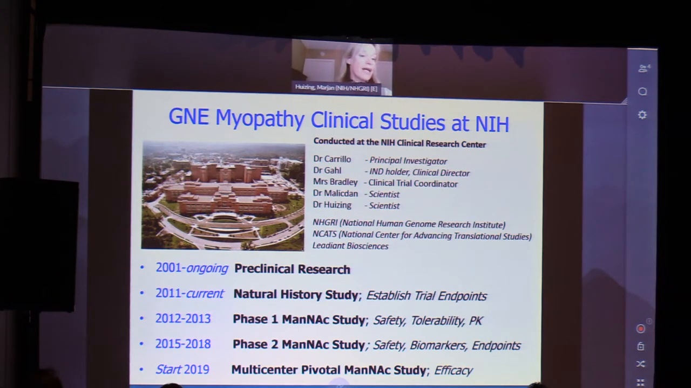So in 2011, we started a natural history study at the NIH for GNE myopathy, and it was started to establish clinical trial endpoints. The phase one study ran for 1 year to establish safety, tolerability, and PK in GNE myopathy patients. A phase two study followed 30 months on MANAC to show safety, biomarkers, and establish endpoints. And a multicenter pivotal trial for MANAC is starting later this year, and you will hear about that later this morning too. A little bit, just one slide about each trial.